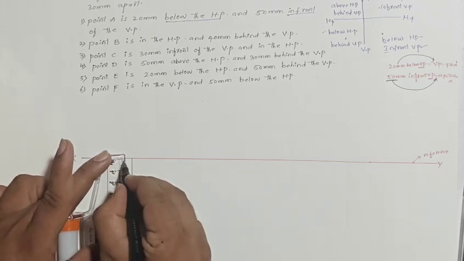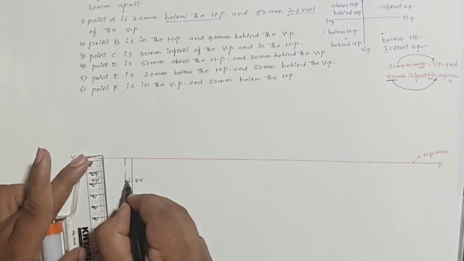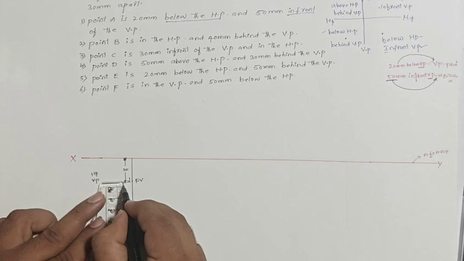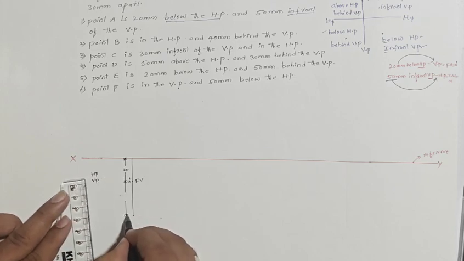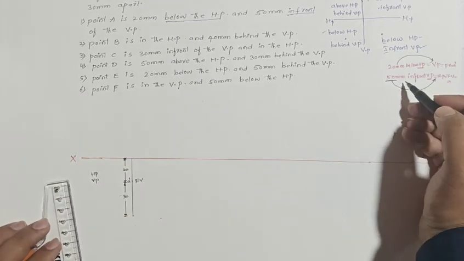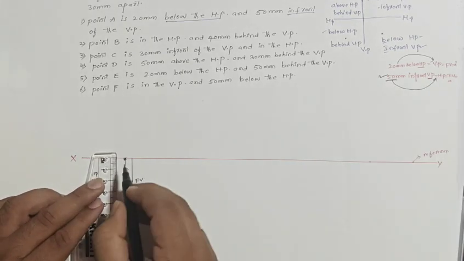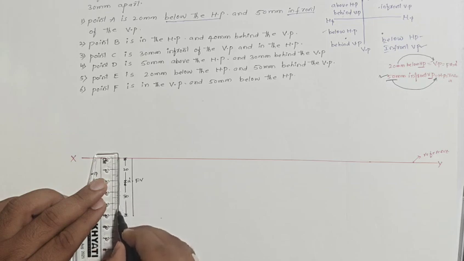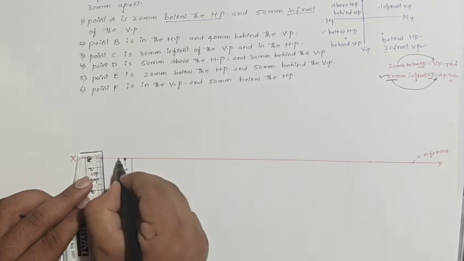Clear? This is 20 mm. Show the dimension 20 mm, and this is how much here? 30 mm. Okay. So from the reference line, what height do we want? 50 mm. From the reference line we want the height to be 50. Clear?